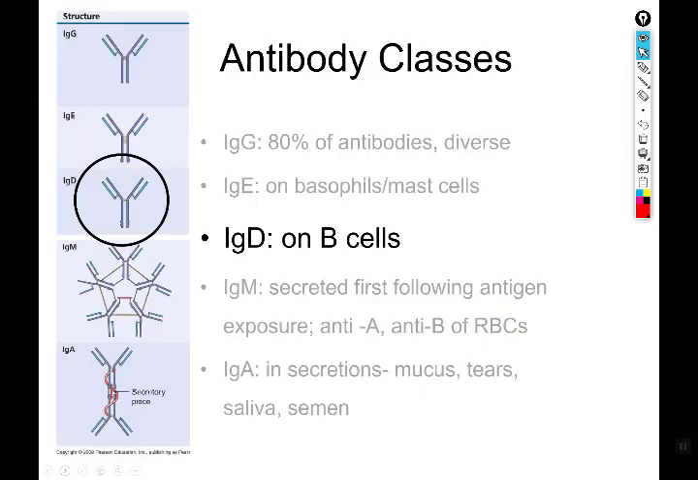So we'll talk about the other antibody classes, but the ones that are specifically on the surfaces of B cells, so I'm going to add surface, are IgDs. There are others that are either free and floating in the plasma or sitting on other kinds of cells, but IgDs are on B cells.